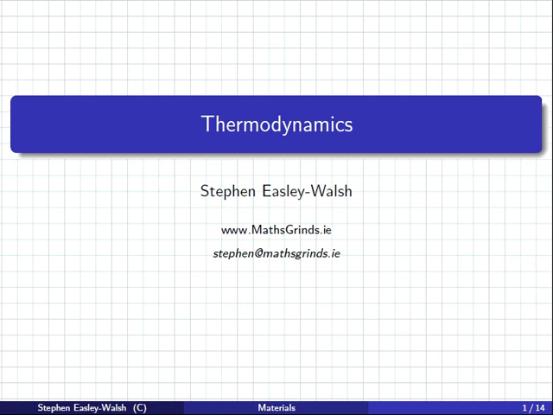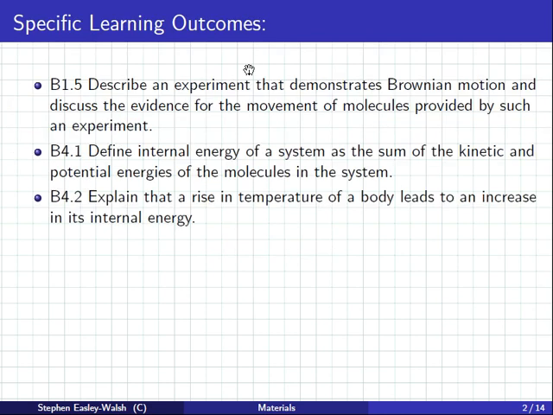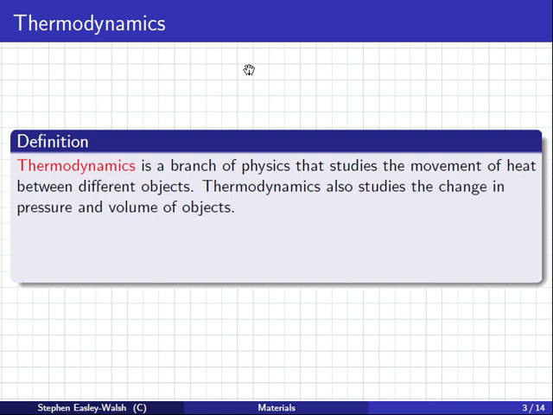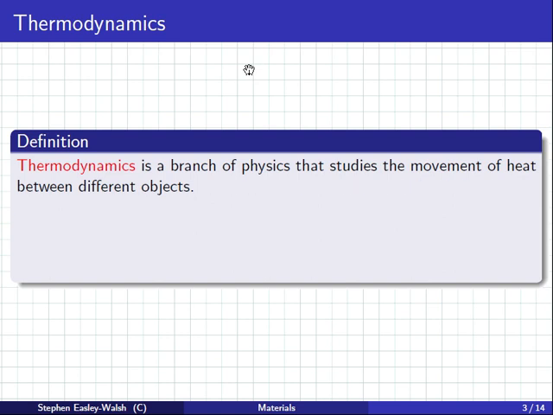Right, thermodynamics. So let's have a look at what this word means. So what does thermo mean? Heat, yeah. And dynamics? Motion or change. So thermodynamics is really the study of the movement of heat, the behavior of heat. Okay? Right, so thermodynamics is a part of physics that studies the movement of heat between different objects. I think it's enough for you to write down just the first sentence.